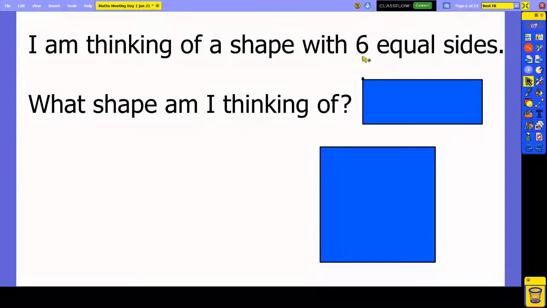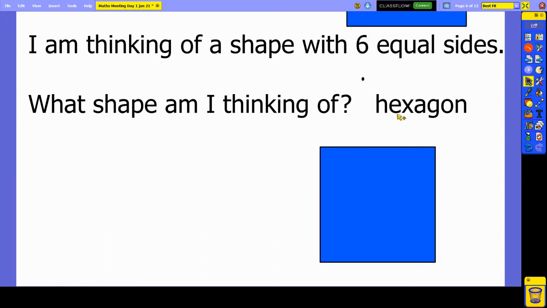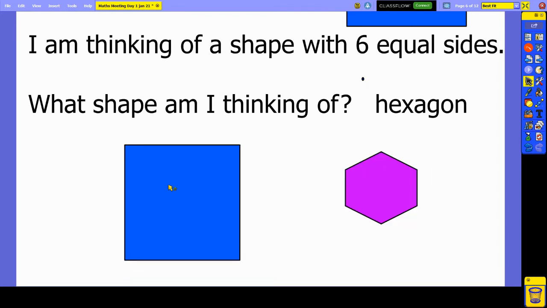Okay, so my shape with 6 equal sides is a hexagon. It's a hexagon. And if you've drawn it, this is what a hexagon looks like. Let's check that it's got 6 equal sides. So I've got 1, 2, 3, 4, 5, 6. Brilliant work, guys. 6 equal sides.